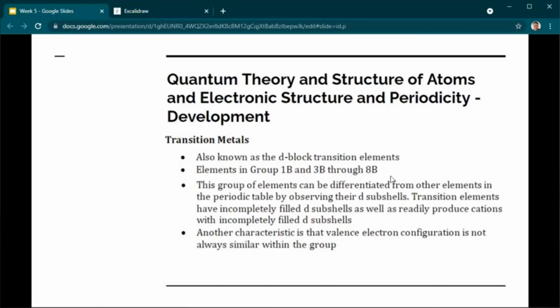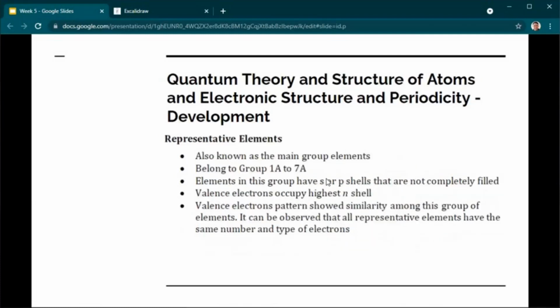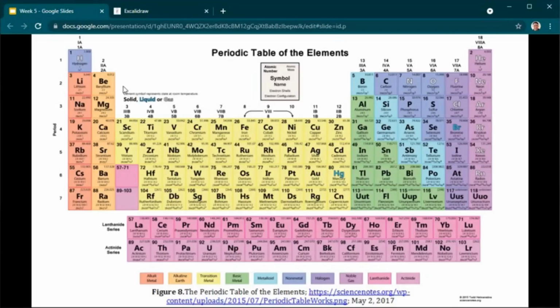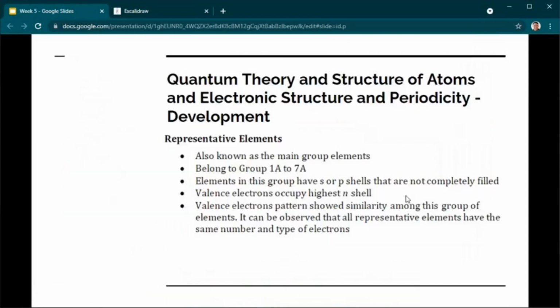Next, transition metals, also known as the d-block transition elements. These are the elements in groups 1B and 3B to 8B. So let's go back to the periodic table: 1B, 2B, 3B, 4, 5, 6, 7, and then 8. These are transition metals.